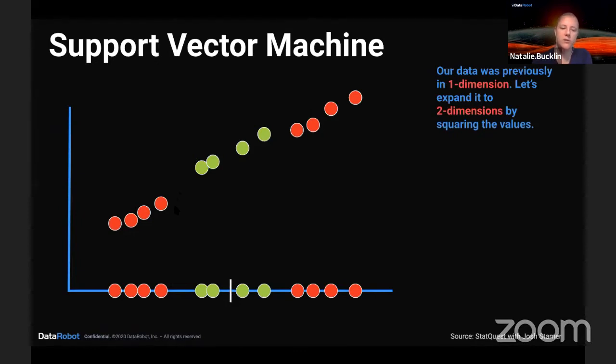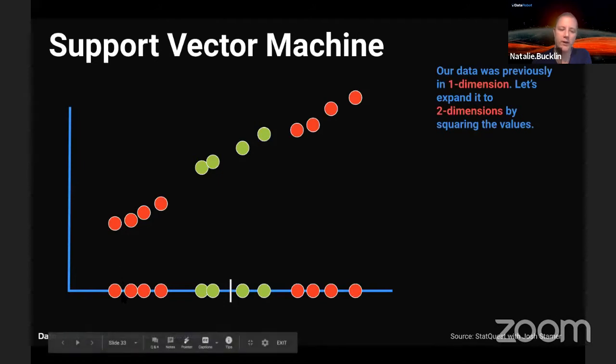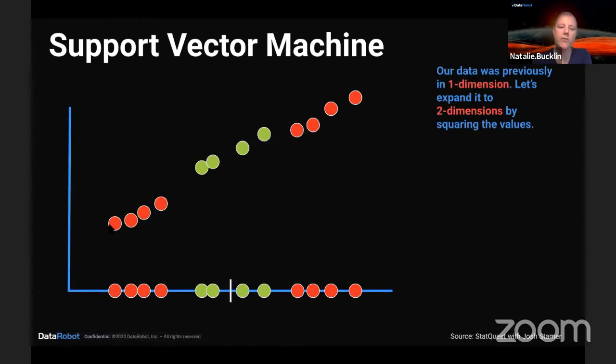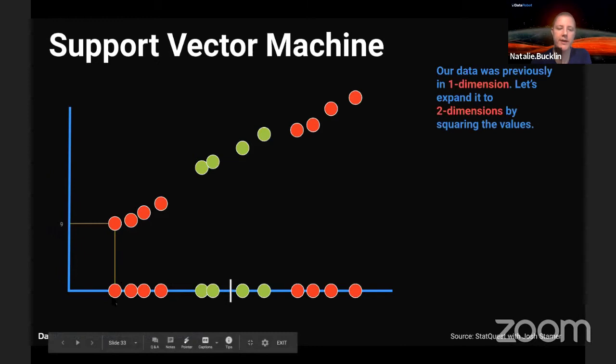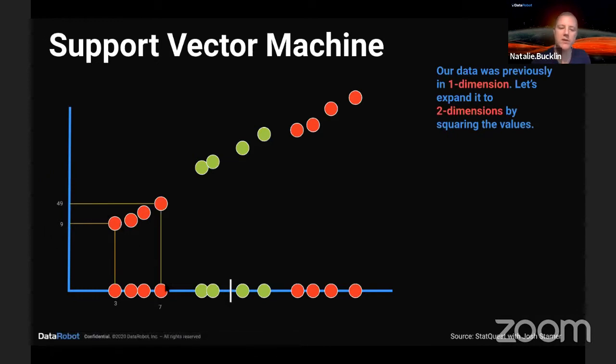So how did we go from one dimension into two dimensions? What we're going to do is take every point on the x-axis and square it and draw it on the y-axis. So let me show you what that means. We have this point here, and let's pretend that it's a 3. So if we square it, 3 times 3 is 9. So we have a 3 on the x-axis, and we're going to plot a 9 on the y-axis, and that becomes this point here.